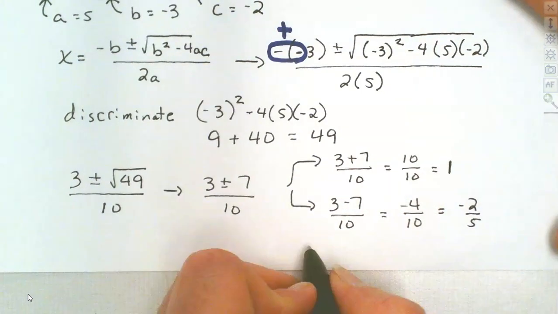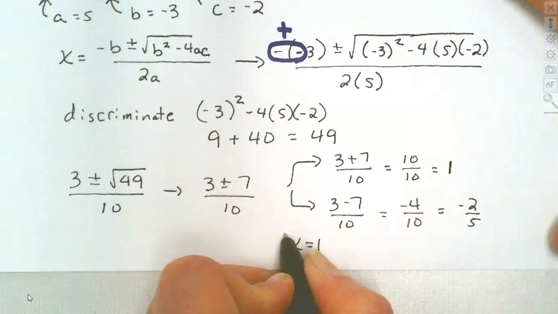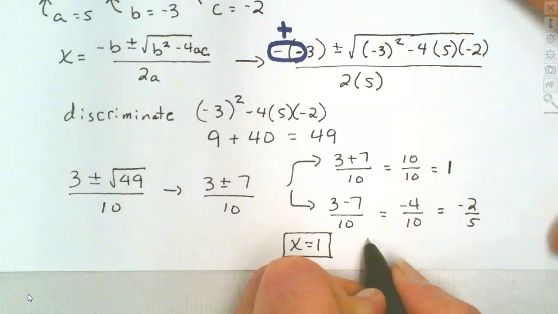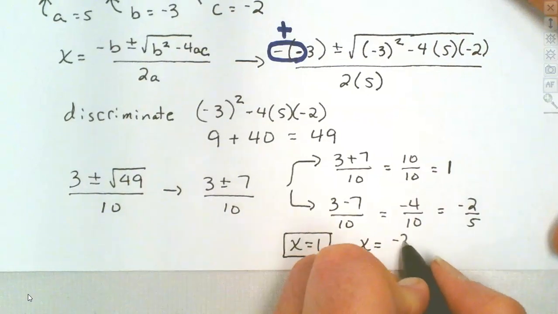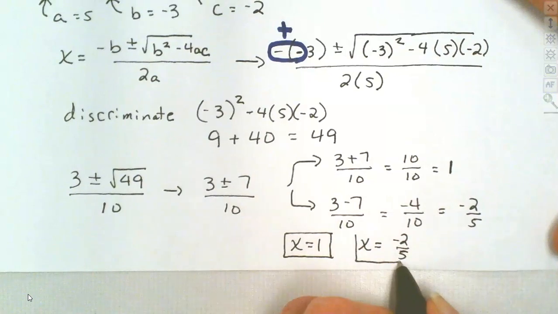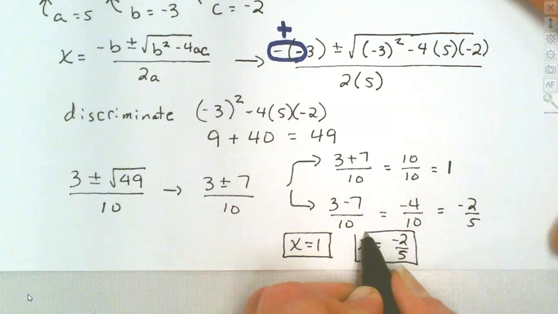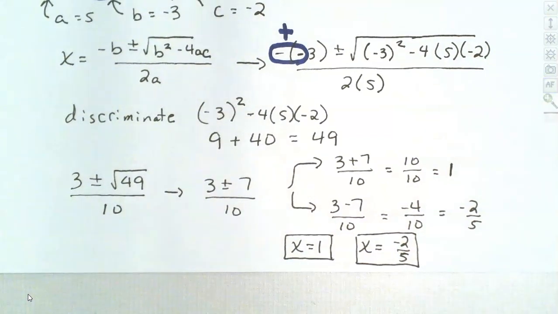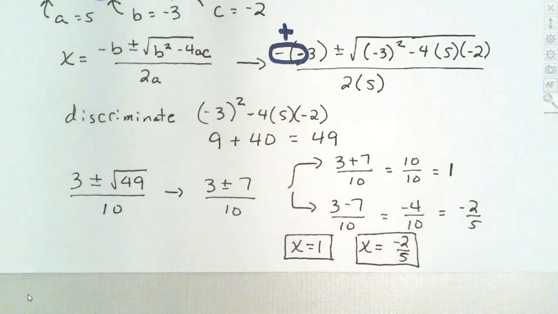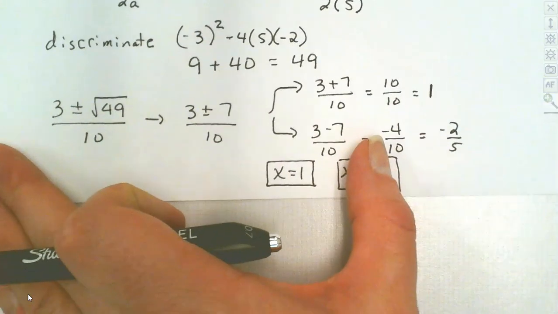So what are our two solutions? Well, they're x equals 1. And the other one is x equals a minus 2 fifths here. So is everyone okay with that one? That one broke down pretty easily because that 49 happened to be a perfect square of 7. So we broke it up. We broke out each piece. We reduced. And we got our two real solutions there.